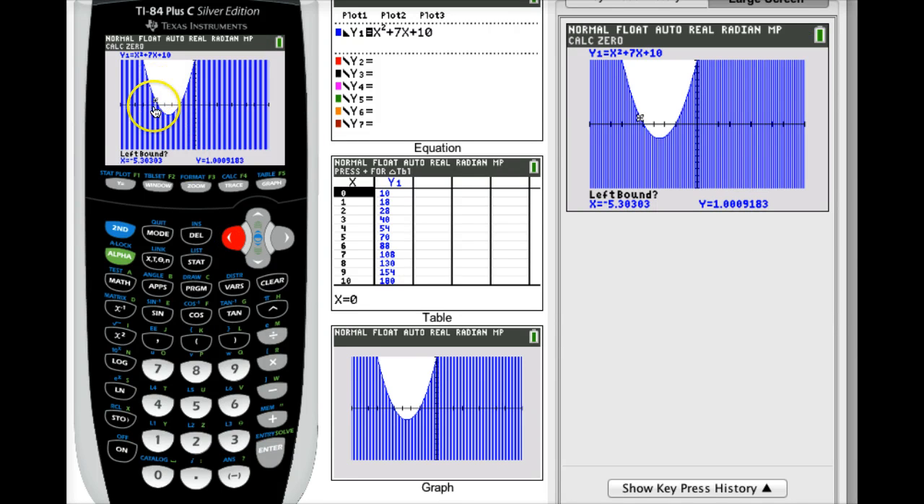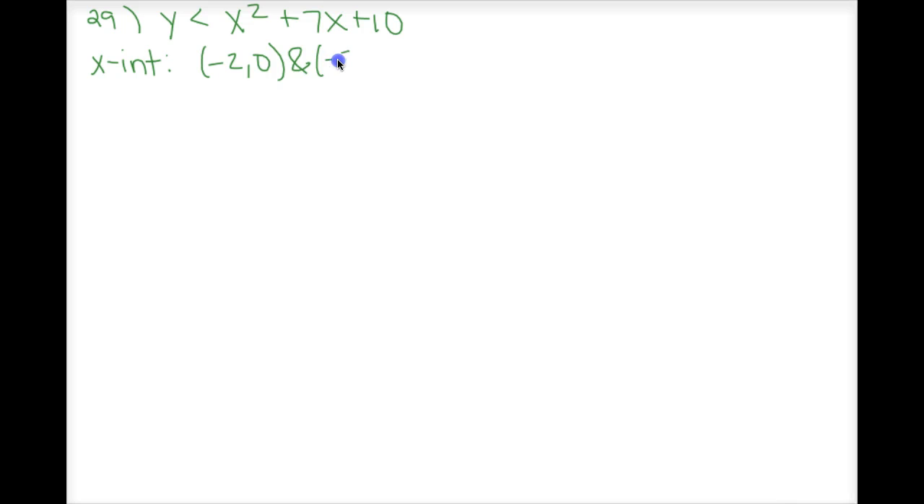So left bound this time would be kind of above, so I press enter. Then right bound, notice how it puts in this line to the left, then right bound enter, puts in the line to the right, my 0 should be between it, then tell it to guess. This one is at an exact coordinate, that's at -5, 0. So I've got my X-intercepts.